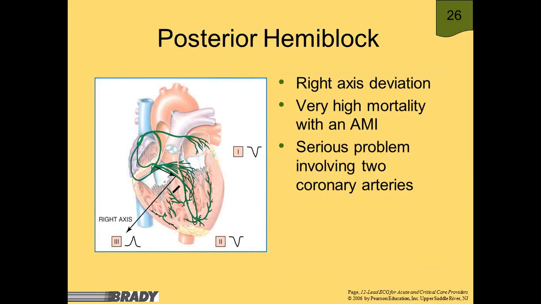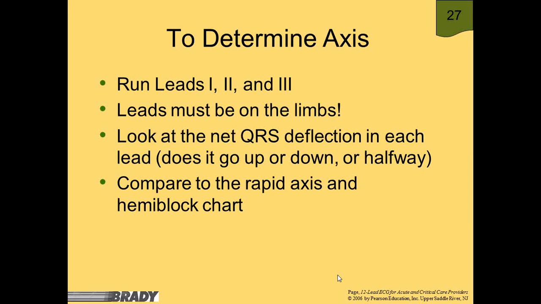Okay, the posterior hemiblock is going to show up as right axis deviation, a very high mortality rate. It's a serious problem because it involves two coronary arteries. So we're not talking one occlusion, we're usually talking two when we see this. And so you're going to see this as it deviates to the right. We're going to see that lead 3 is positive, the other 2 are negative.